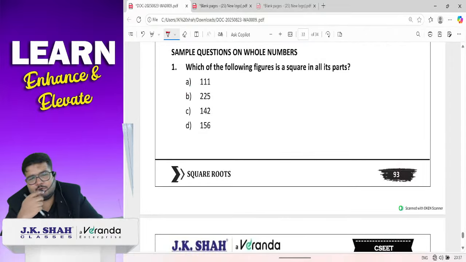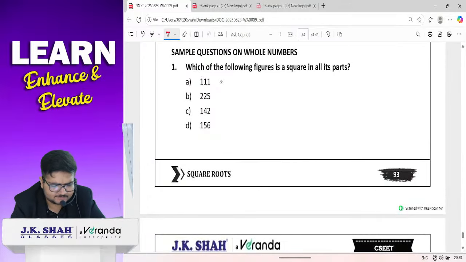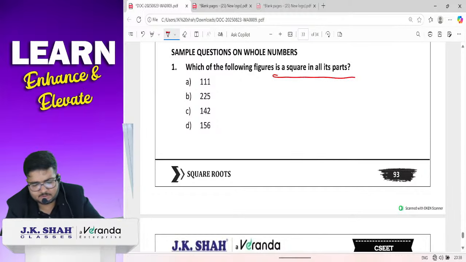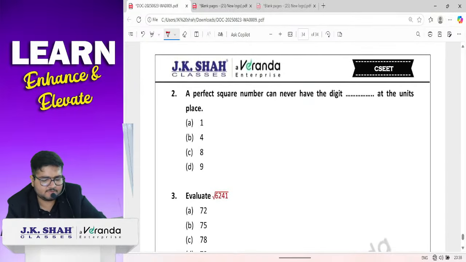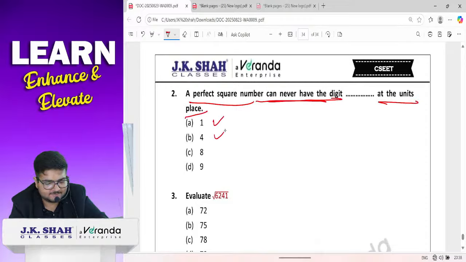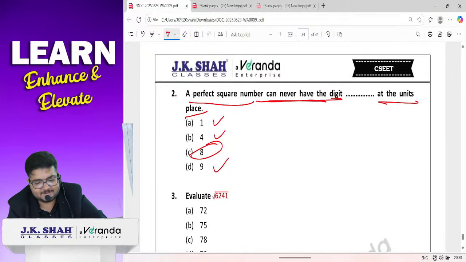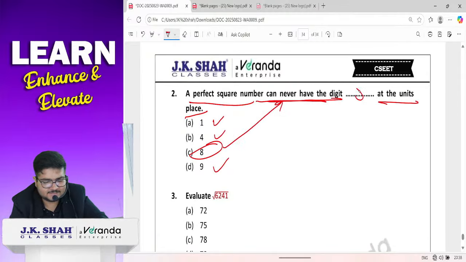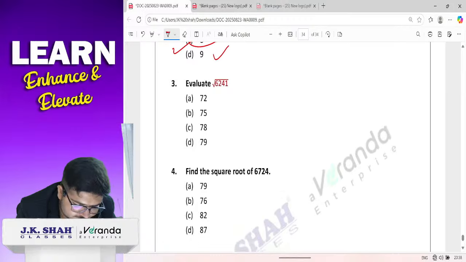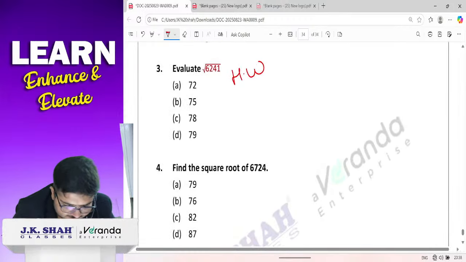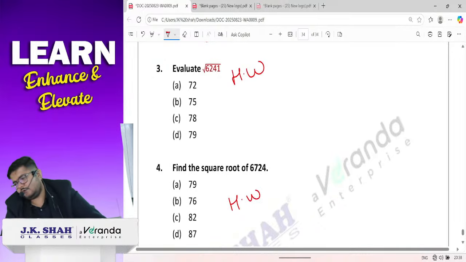Let us solve 5 MCQs, very easy. Which of the following figures is a square in all its parts? Square in all its parts means you have to find a perfect square. Which of the following is a perfect square? 225. Very easy, it is the square of 15. A perfect square can never have 8 at the unit place. It can end by 1, 4 and 9, but it can never have the digit 8. So the answer is 8. Understood? Evaluate 6241. Right? So this is your homework, and you have to find the square root of 6724. This is your homework.